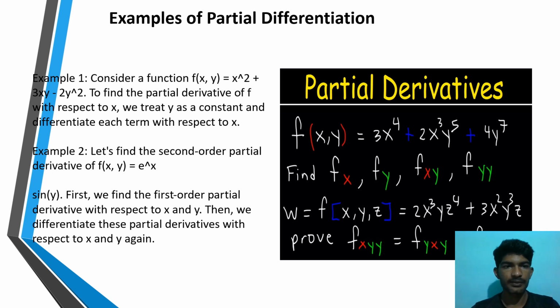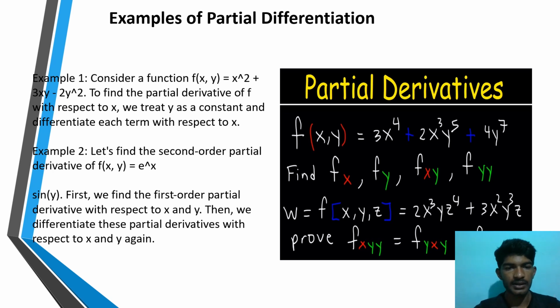Examples of partial differentiation. Example 1. Consider a function f of x y is equal to x squared plus 3xy minus 2y squared. To find the partial derivative of f with respect to x, we treat y as a constant and differentiate each term with respect to x.